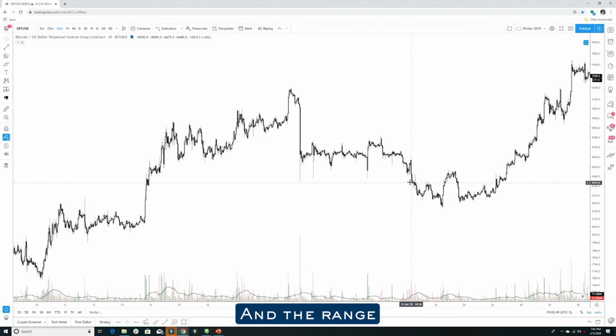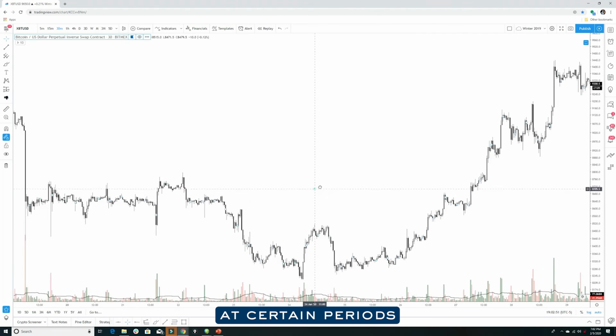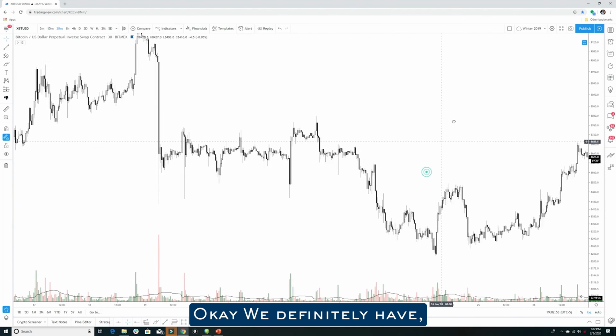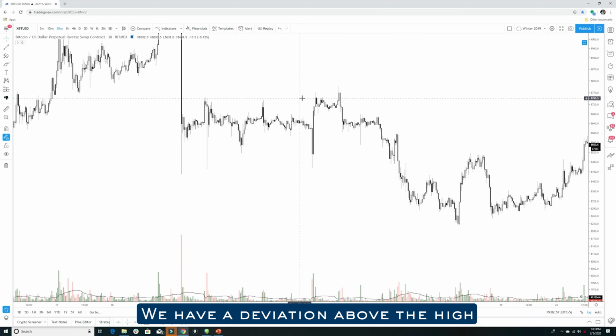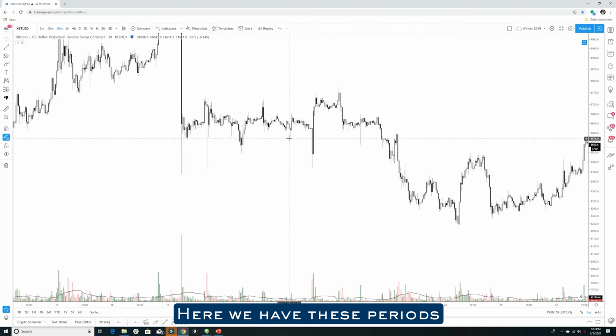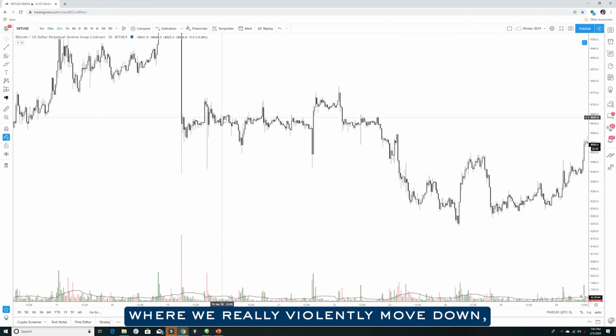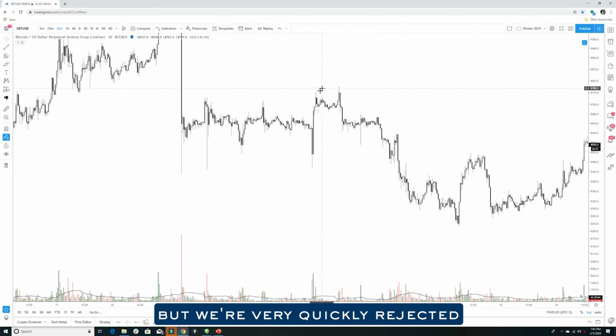All right, and the range might not look balanced at certain periods. Okay, we definitely have deviation below the first low. We have a deviation above the high. Okay, we have these periods where we really violently move down, but we're very quickly rejected.